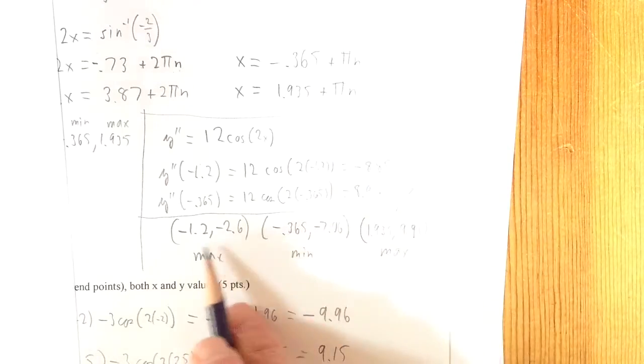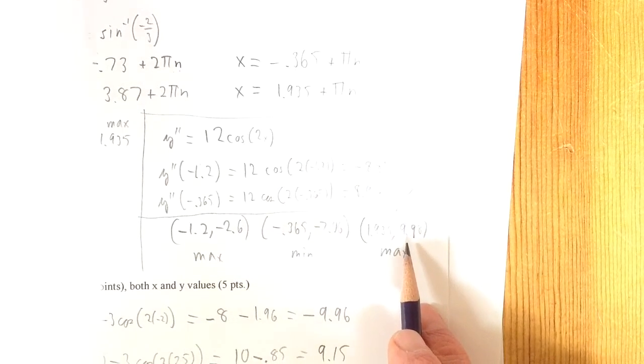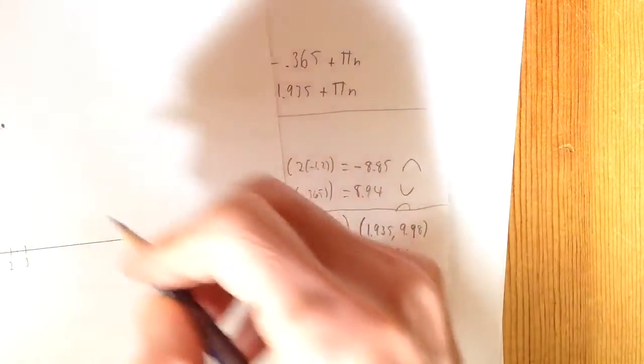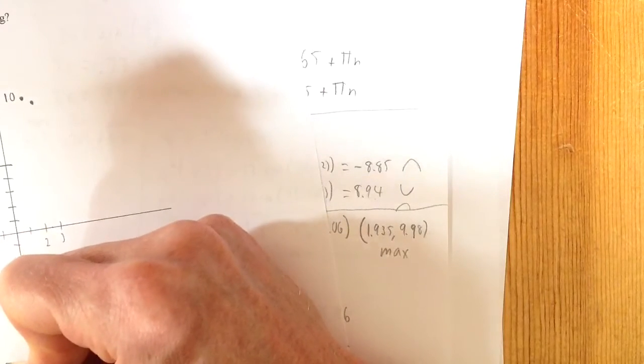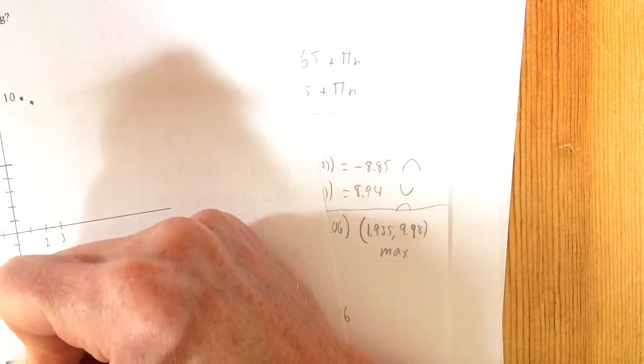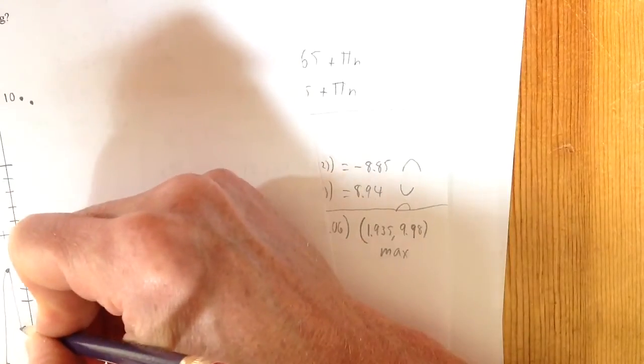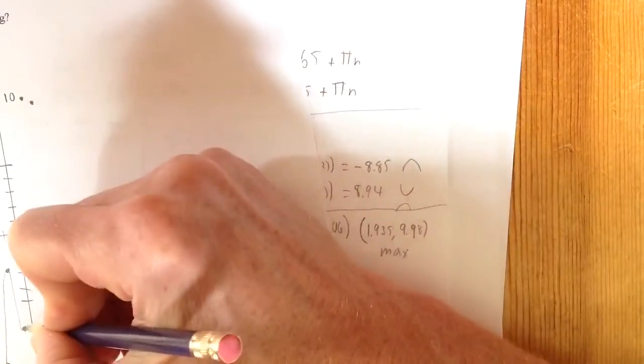Okay, so we have all the max and mins. Should have 5 points: the endpoints, and then the 3 max and mins. Okay, now we got to draw the picture. So it goes like this, goes down, goes up to here, that's a maximum, goes down to our minimum, goes up to our maximum, which is right there.